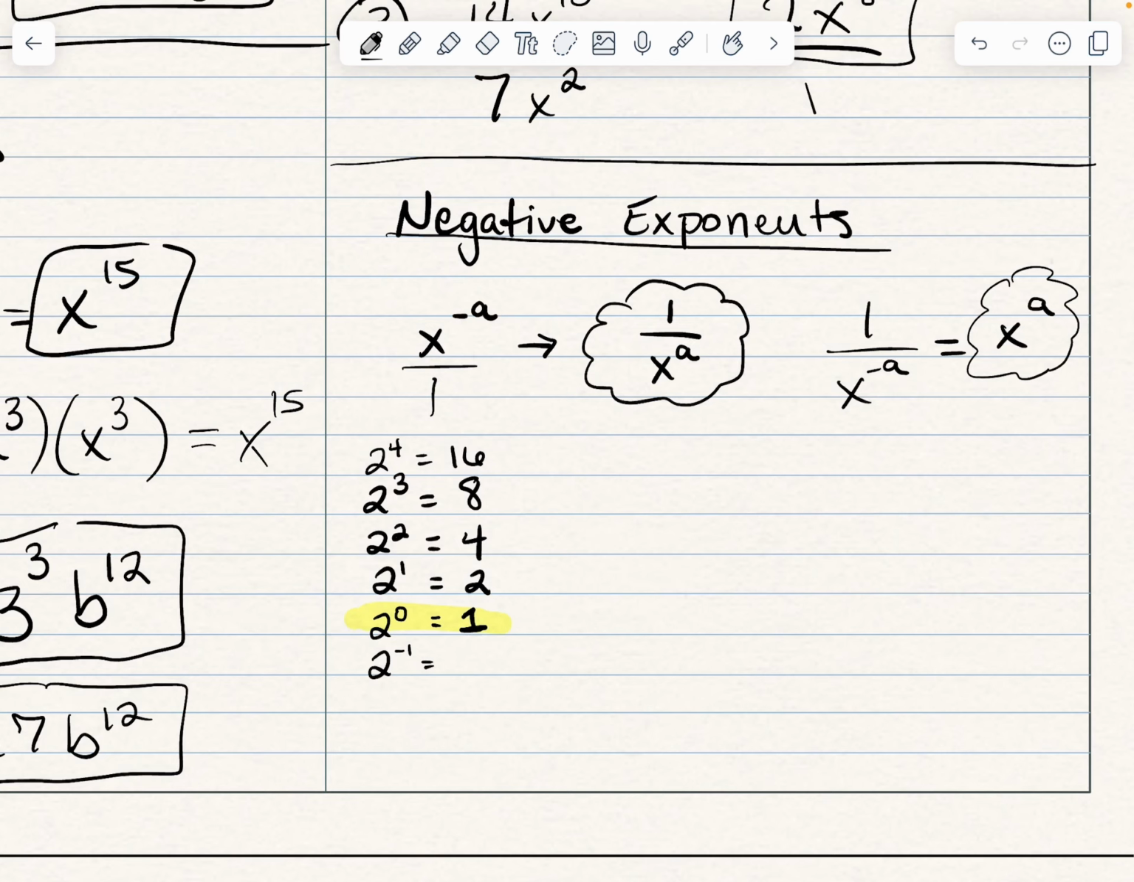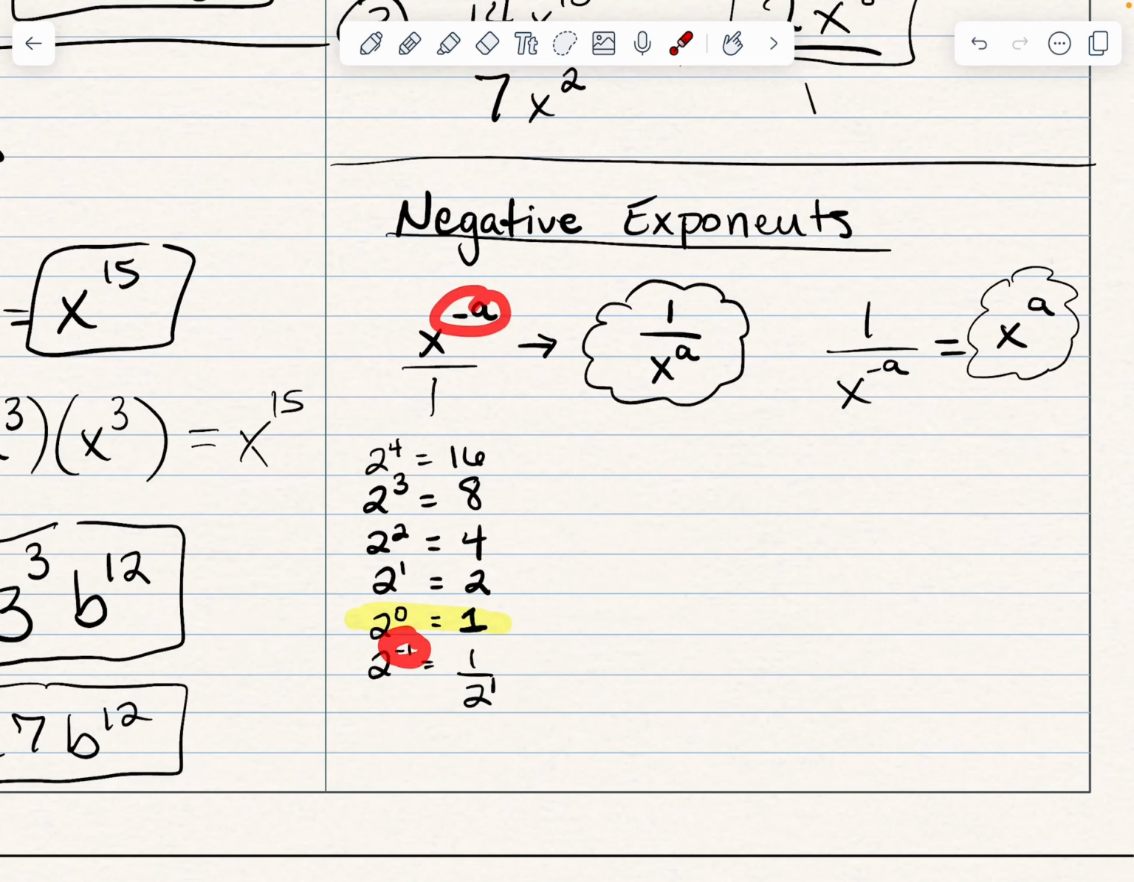Now, we've got to move into the negative exponent range now. So 2 to the negative 1. Well, if we follow this same pattern, it should be the same thing as 1 divided by 2. And 1 divided by 2, if we write that out, that's 1/2. Okay? Or another way to write that is 1 over 2 to the first.